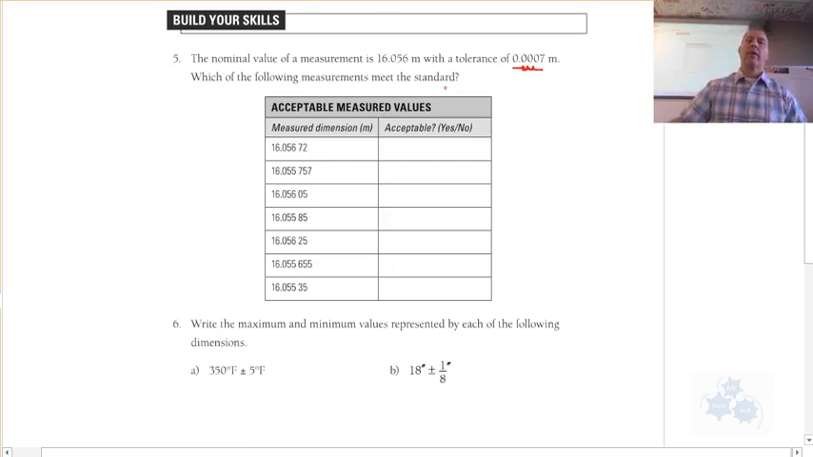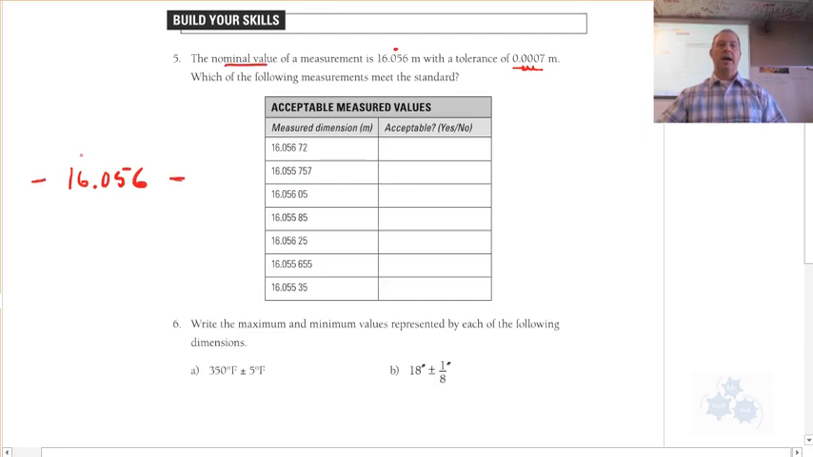Okay. So what you could do right away is you could find out what the maximum and minimum value are. Let's do that. So let's say here's 16.056. That's right in the middle. That's the nominal value, see? And I want to go up to the maximum value.